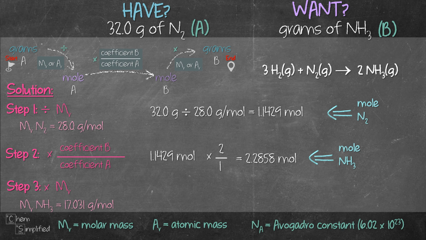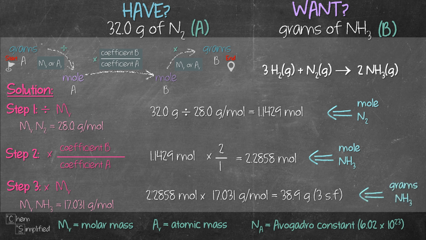Notice, when we calculated the molar mass in step 1, it was for N2. When we calculate the molar mass for step 3, it's for NH3. Since we're going from mole of NH3 to grams of NH3, naturally, we need to use the molar mass of NH3. So we take 2.2858 and multiply with 17.031 and we get 38.9 grams. That's the grams of NH3, which is what the question wants us to find.